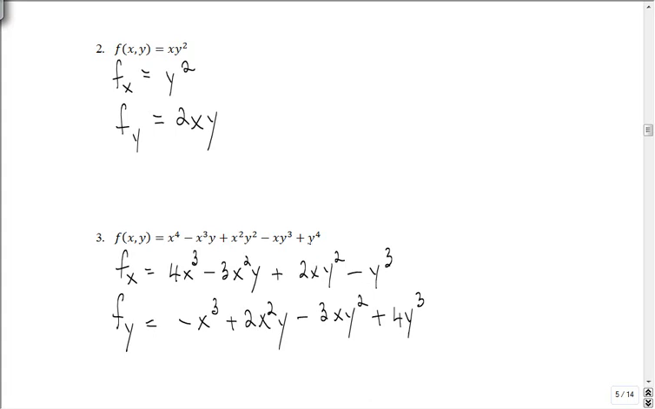Y to the fourth, the derivative of that would be 0 with respect to x, because there's no x attached. There's an x attached to the y cubed. How does that change it? It changes it because now you differentiate it with respect to y, so you need to leave the x.